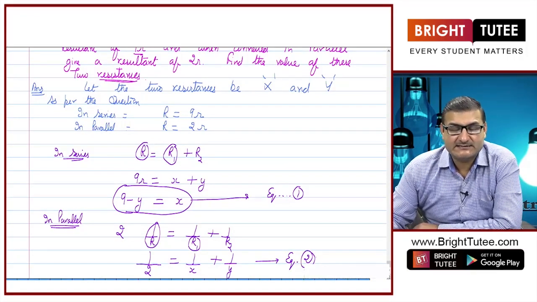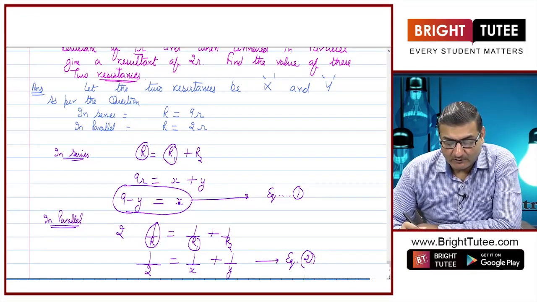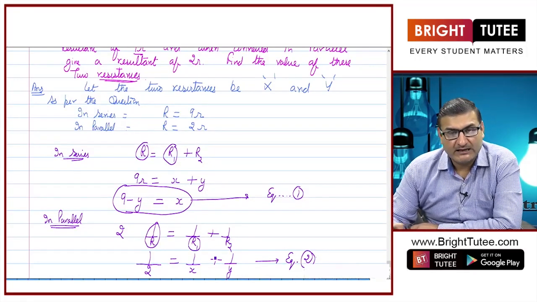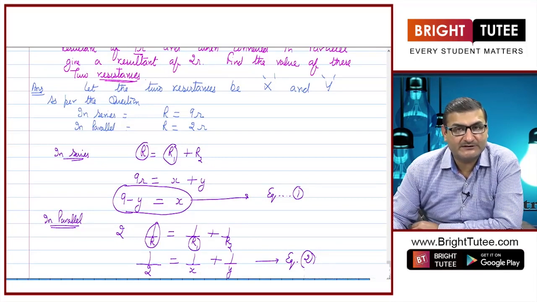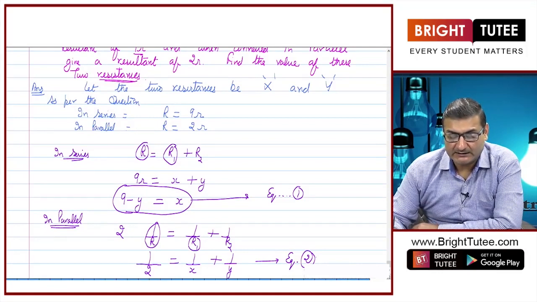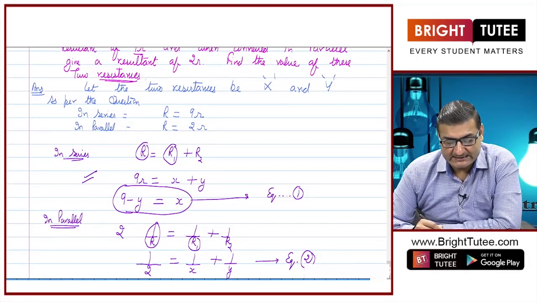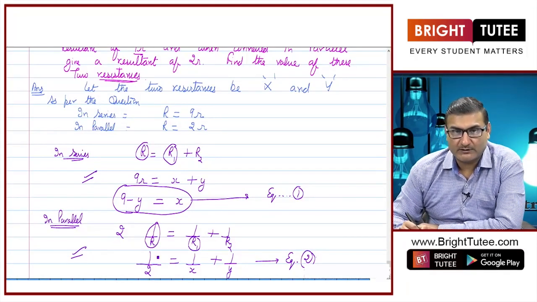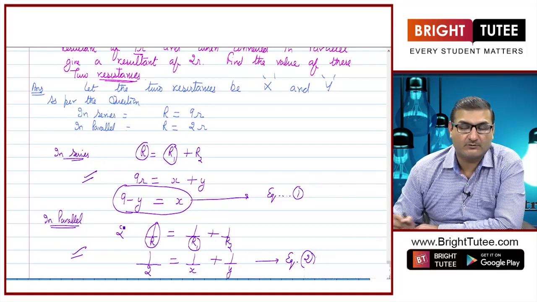Now, I will just simply put the value of X from equation number 1 in equation number 2. I will form it in the form of a linear equation, and I will just calculate the value of X and Y. How? Let us see. The most important part was to relate: in series it is given out to be 9 ohms, in parallel R is given out to be 2 ohms. So, it will be 1 upon 2, not 2.